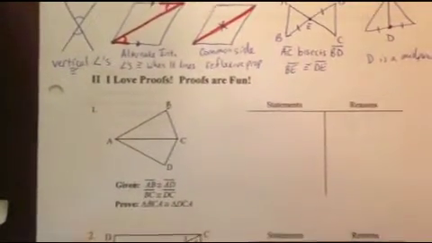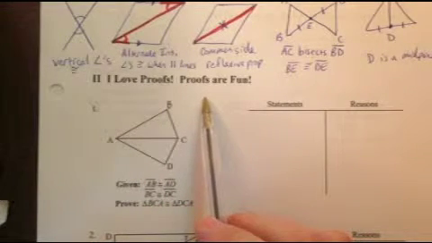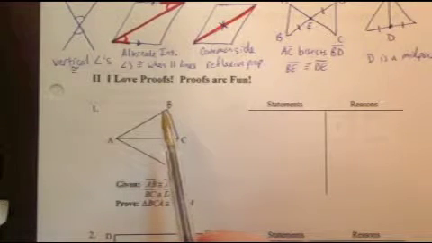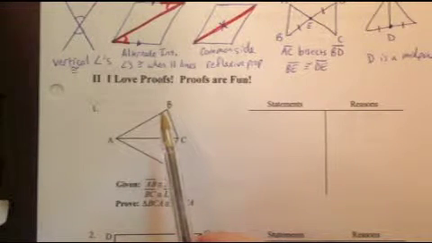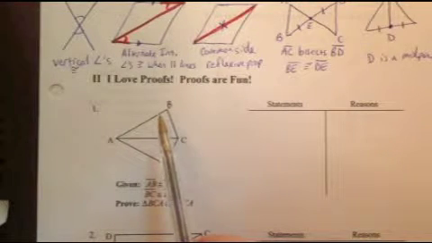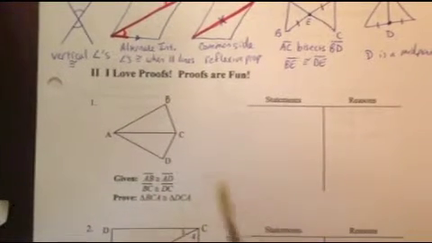Example number 1. Well, I love proofs. Proofs are fun. By the way, I did not tell you a geometry joke yet, or a math joke, so here's your math joke for the day. What does a bull use to make computations? And the answer is a calculator. Calculator. Haha.